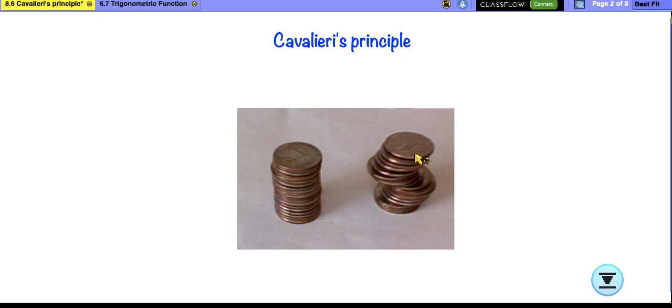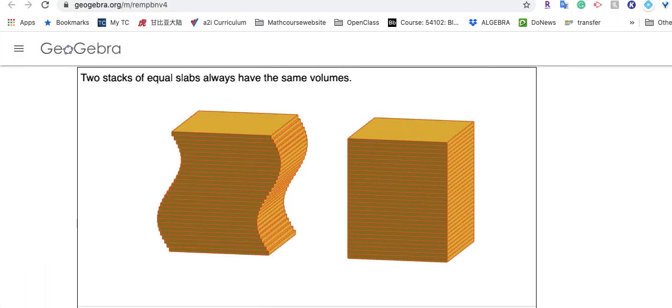So that means even if you look at this one, it looks like this, you can still use this to find the same volume. So that's Cavalieri's principle. I want to show you another example so you can easily see how we transfer from this one to this one, or how we actually apply Cavalieri's principle in different cases. So let's check this one.